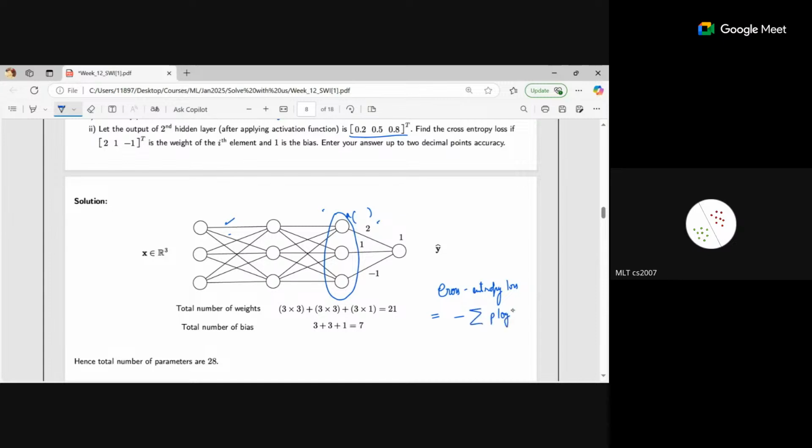P log, so it is the weightage times the log of the probability. P is the true label, whereas you multiply with the log of P hat. Correct, P hat.